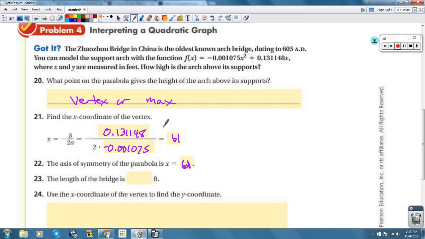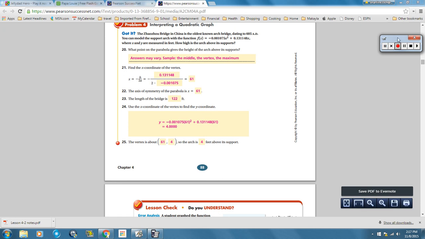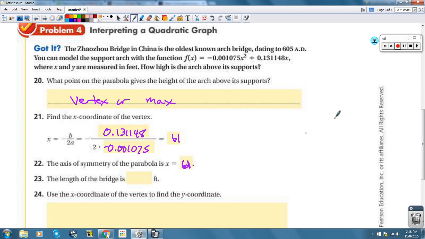Okay, let me pause this just for a second. I just want to make sure that I'm doing this correctly. All right, I just went in and I checked on the answers because I was just trying to figure out what we were doing here.